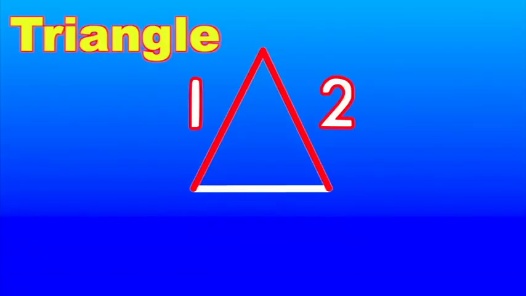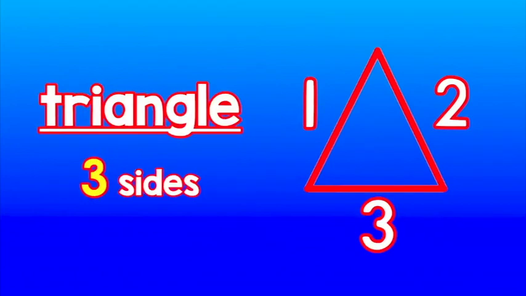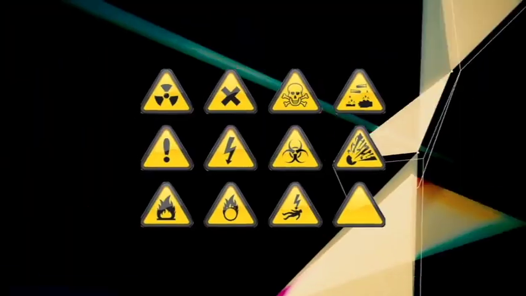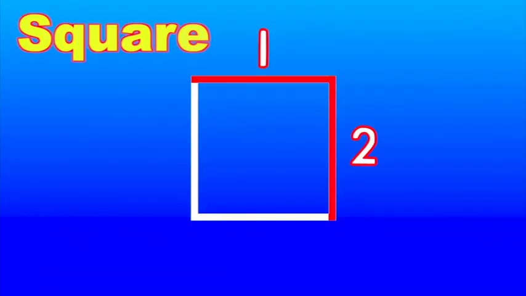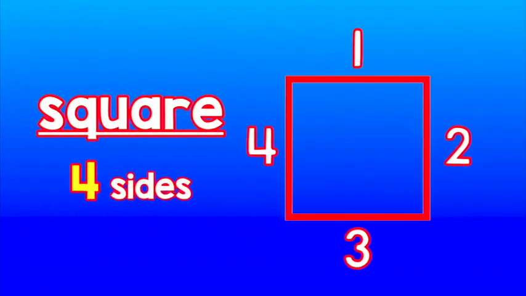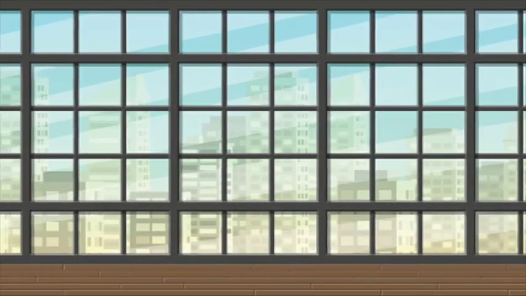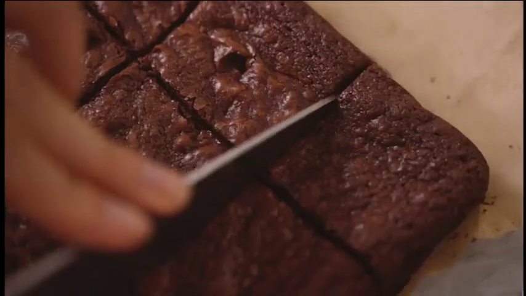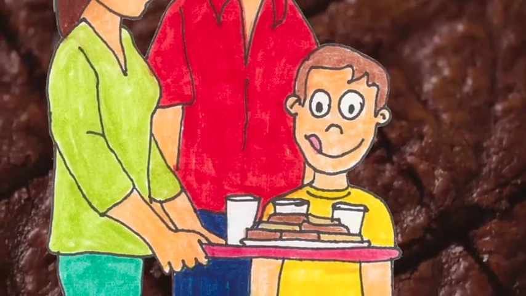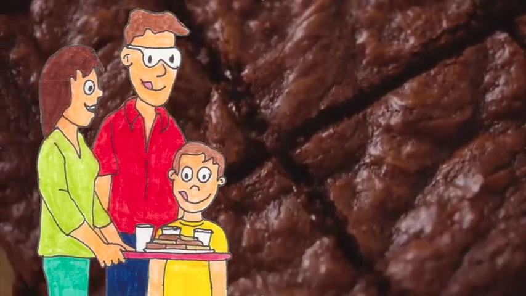3. Next, draw 3 lines to make a triangle. Some signs are triangles. 4. With 4 lines, we make a square. Windows are squares. Brownies are squares too. Sweets help me learn shape math.